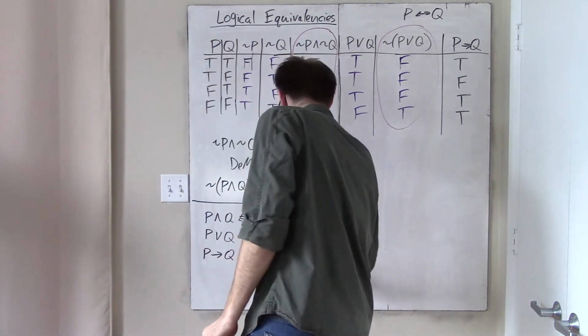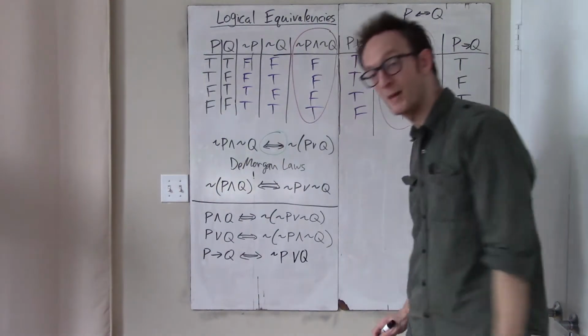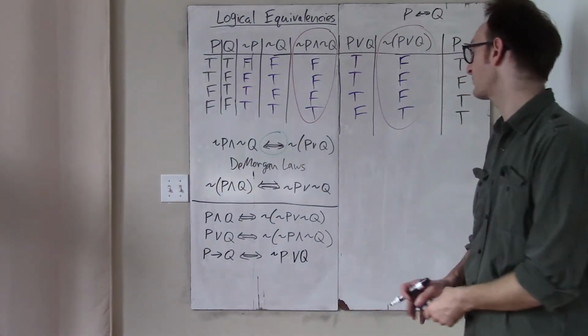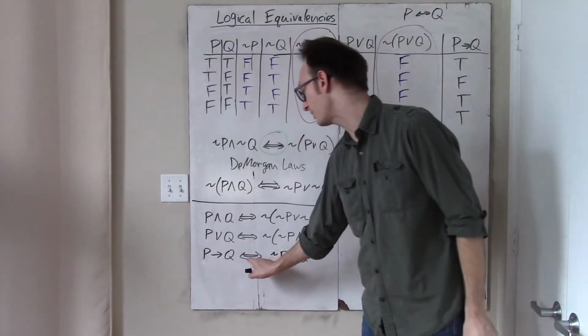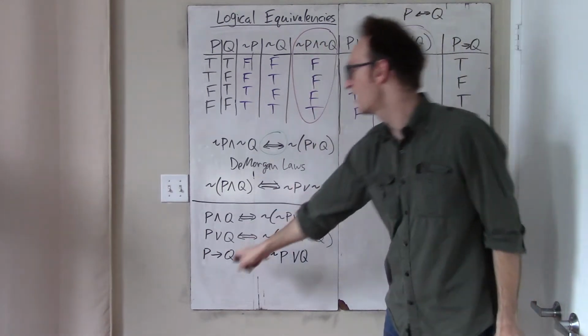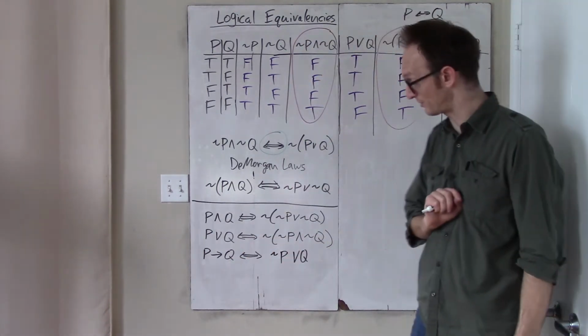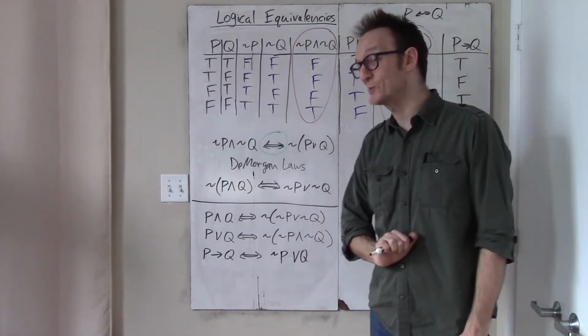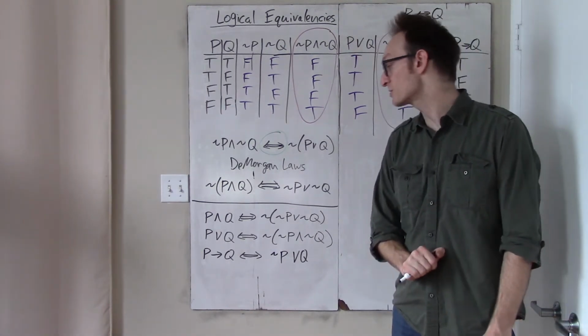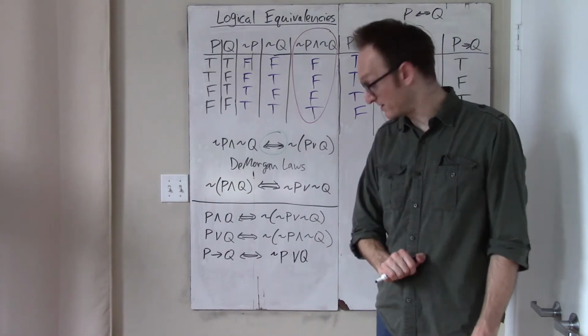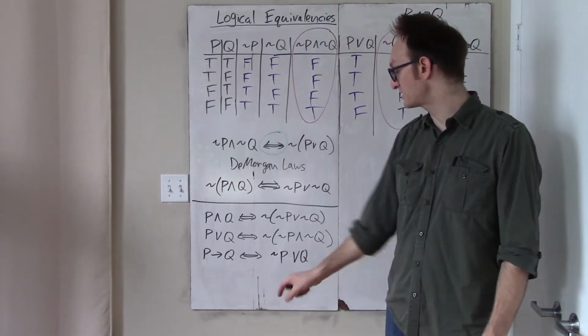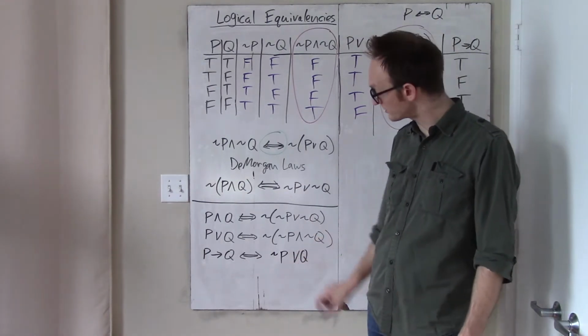If I'm going too fast for you, you can simply make the truth table, as I have done here, quite tediously, and you can see that they are, in fact, logically equivalent to each other. What that means is I never need to use the arrow symbol, ever. If I don't want to, I can just express everything in terms of nots and ors.